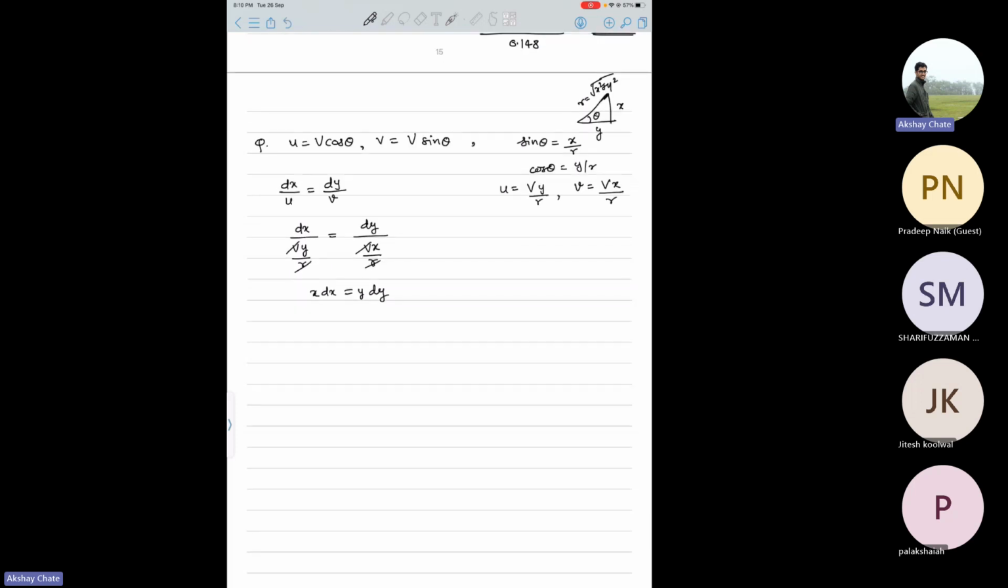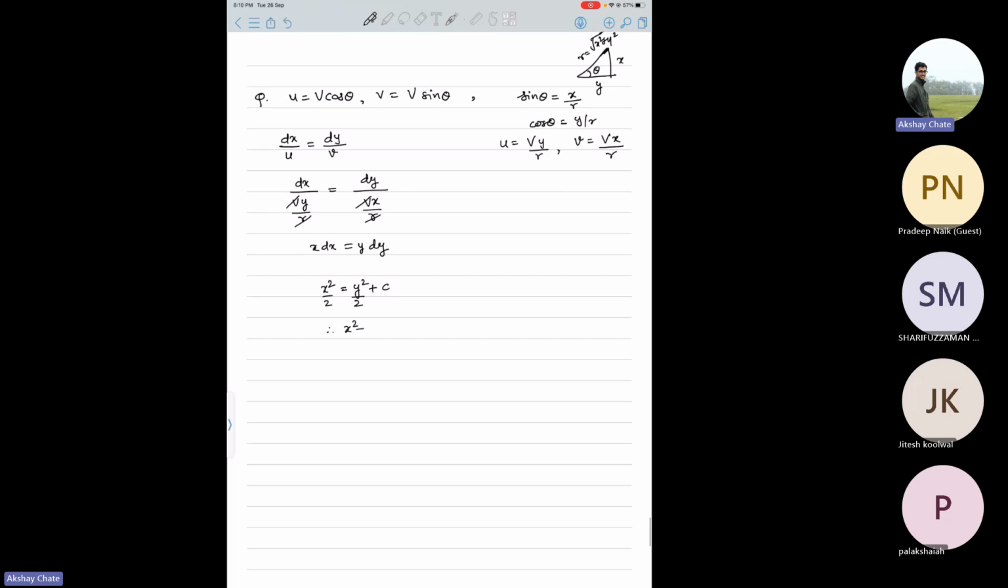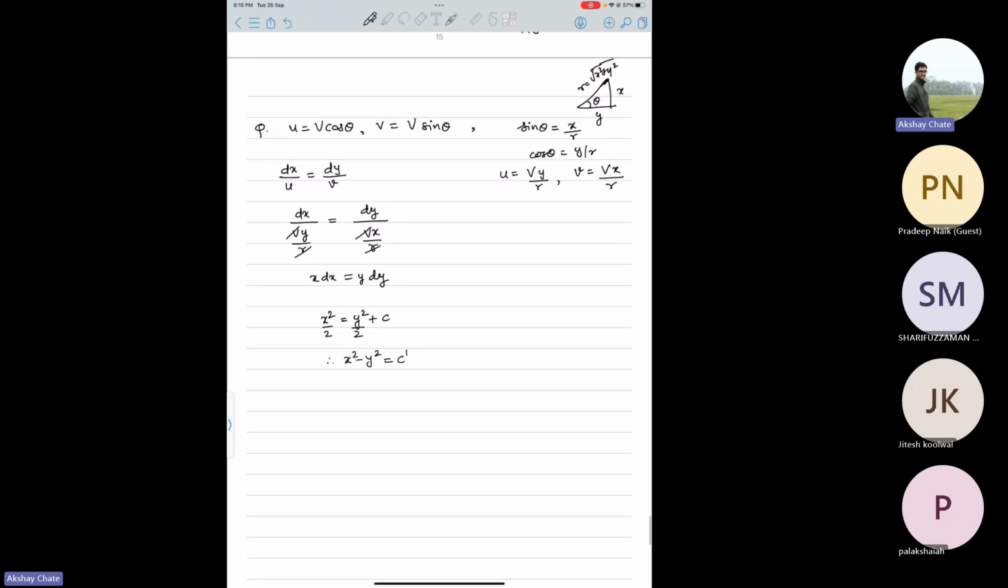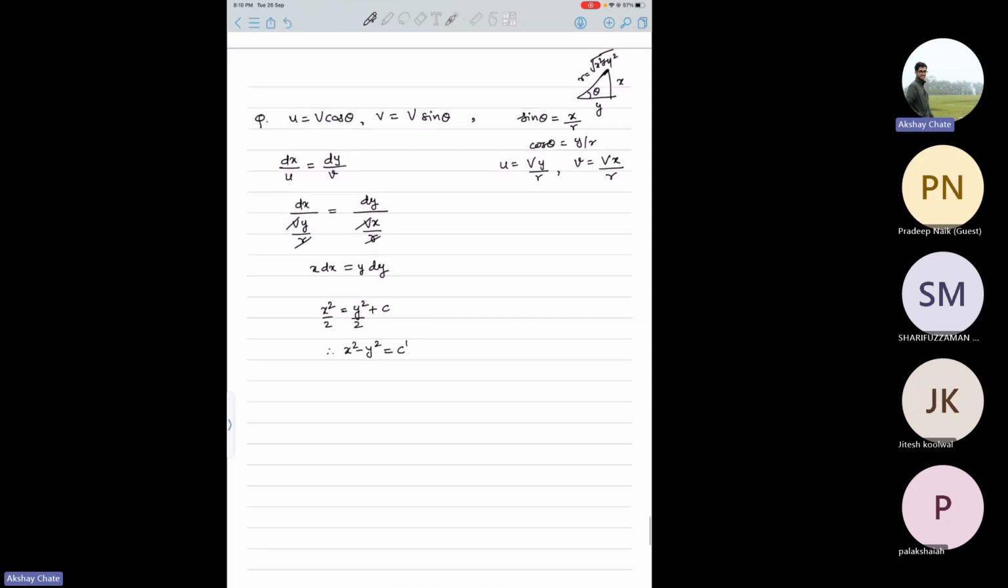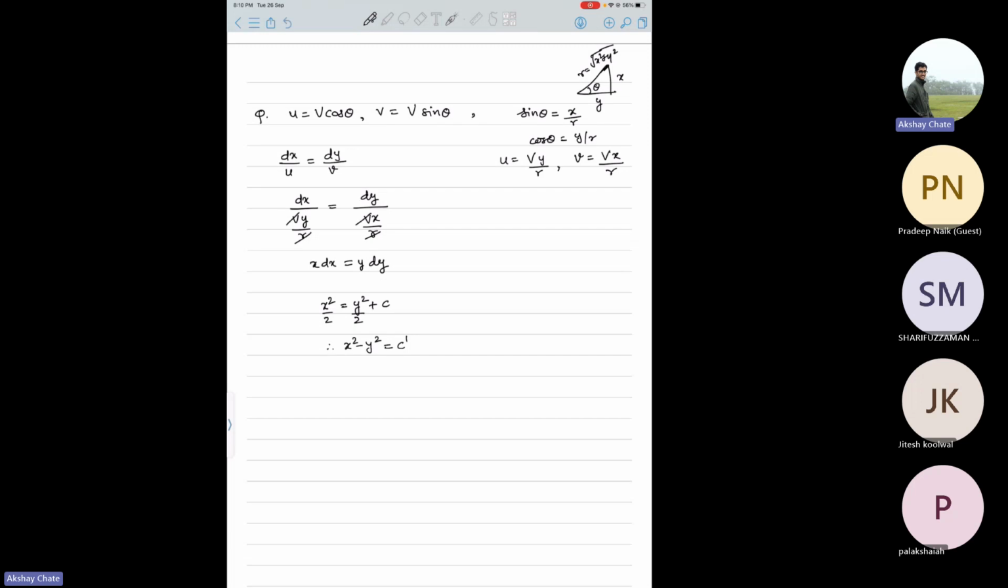If you integrate it, what do you get? X square equals y square plus some constant by 2. So basically it becomes x square minus y square equals some constant. But we want the equation in terms of theta, right? So x square is nothing but r square sin square theta. Where did V go? x is r sin theta, right? So r square sin square theta minus r square cos square theta.